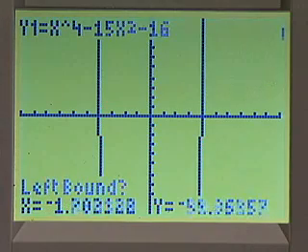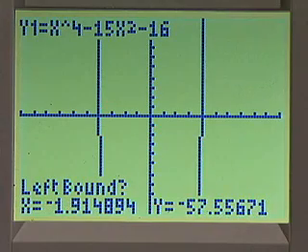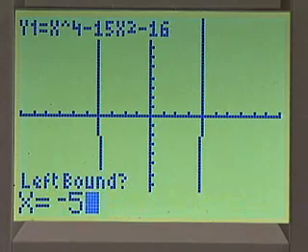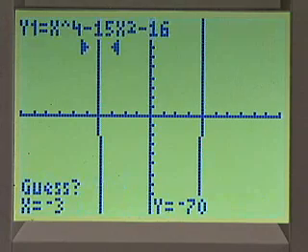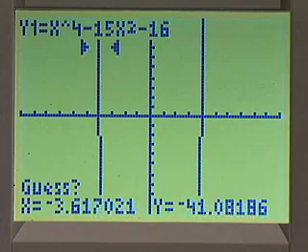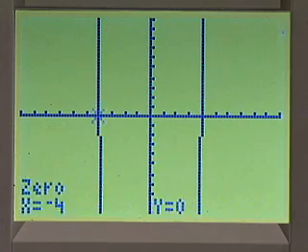I can move the cursor, but that looks like it's going to take too long. So I'm going to set in as x, negative 5. A right bound, I'll set negative 3. And as a guess, I want to move a little to the left of negative 3. I'll use that value and push enter. The calculator's verified that one of the real solutions is negative 4. Again, you should go through that and verify that the other solution is positive 4.